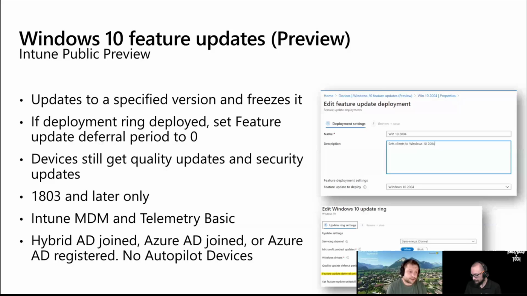Another requirement is that the OS needs to be at least 1803. And the devices need to be obviously Intune MDM managed, and telemetry needs to be set to basic. It works with the hybrid joined, the Azure AD joined, obviously, and the Azure AD registered devices. Not Autopilot devices though. And maybe the next slide explains why that is.